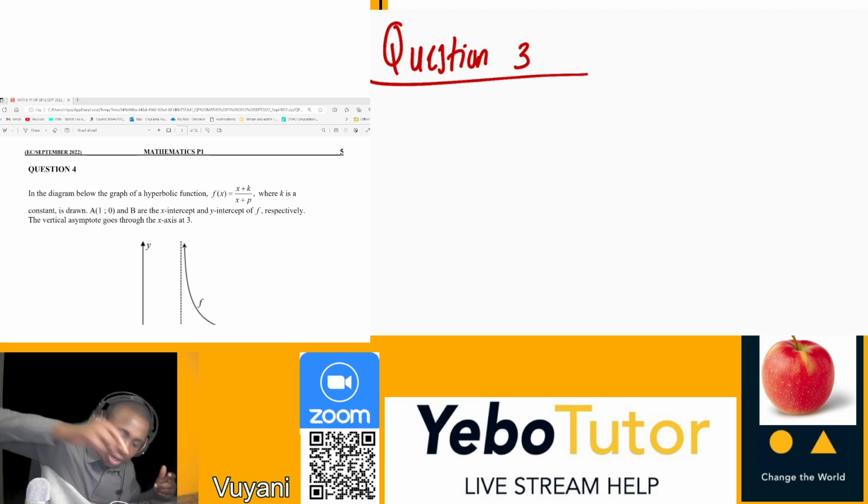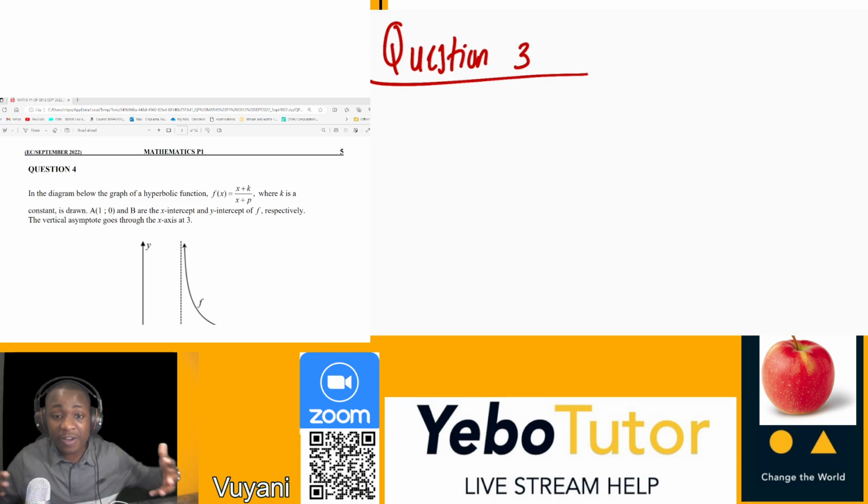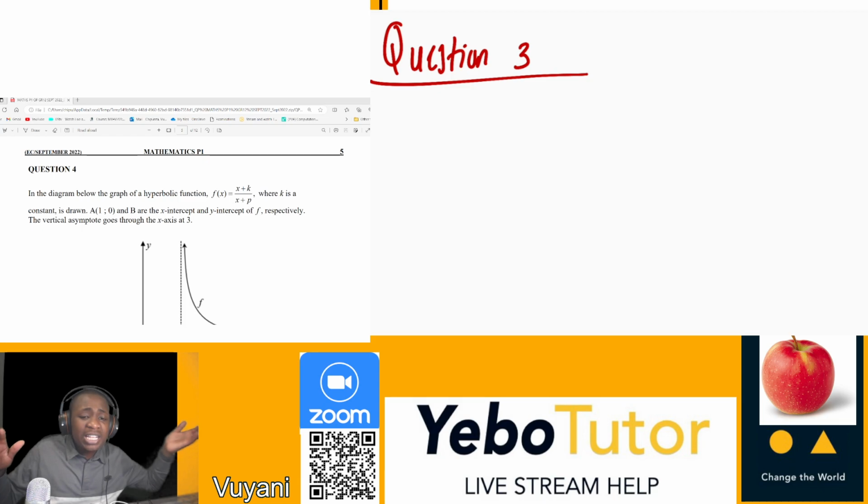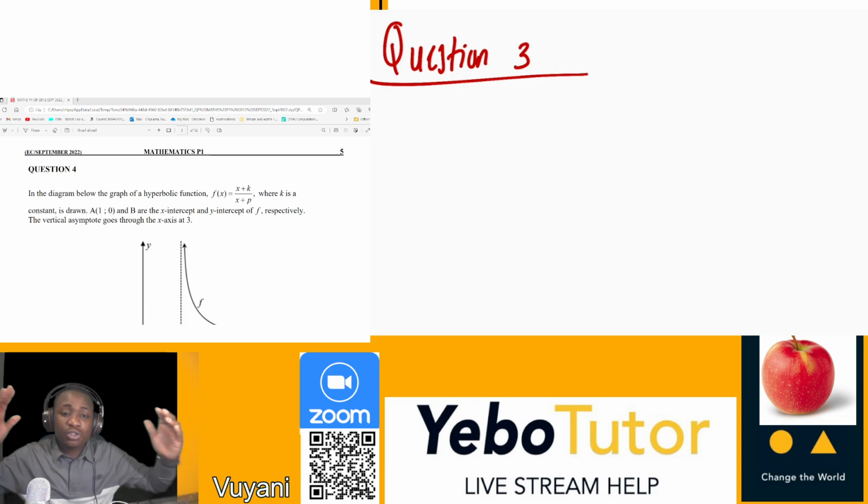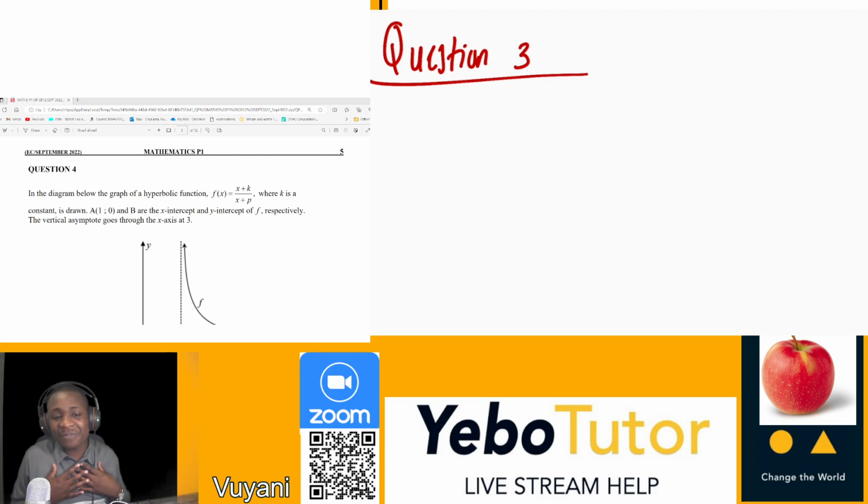Just to give you a quick recap before we go deep into functions: we've been taught functions since grade 8, but now we are writing our trial exam. So how can we cover grade 8 to grade 12 in a short period of time? This is the trick. You have been taught about a straight line function where the domain is x is an element of real numbers and the range is y is an element of real numbers. Then in grade 10 we introduced a parabolic function as well as a hyperbolic function, and an exponential function was introduced in grade 11.